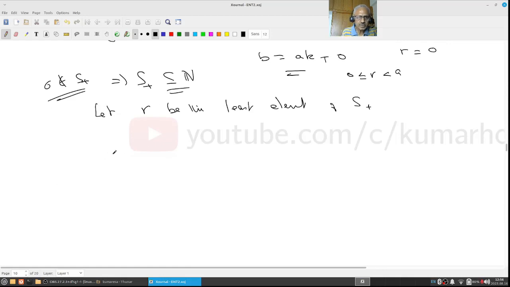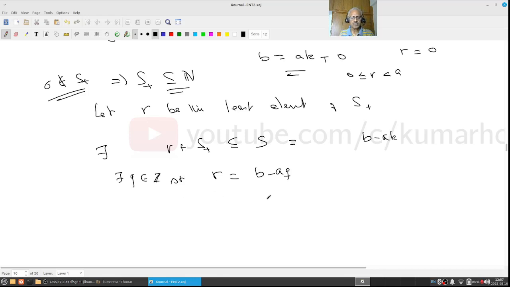Therefore there exists... when r belongs to S plus, what does it mean? Now r belongs to S plus, but S plus is contained in S, right? Therefore any element here is of the form b minus ak. So there exists an integer q so that r is of the form b minus aq, that is b equals aq plus r. So one part of the thing we found out.